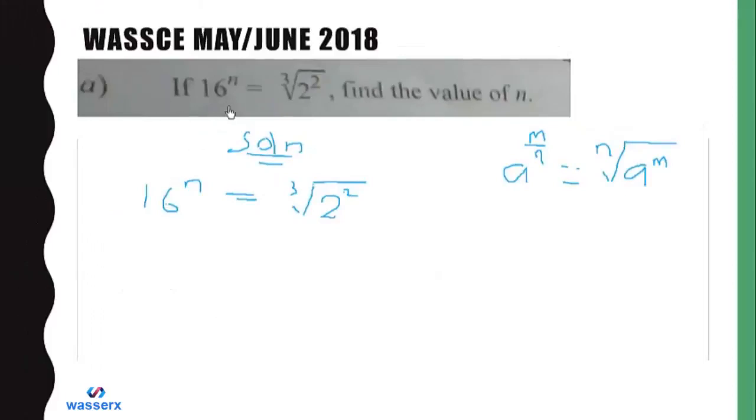Now we have this: if 16 to the power n equals the cubic root of 2 exponent 2, find the value of n. So what we do is we write all of them to the highest common factor of 2 and 16, which is 2. We are going to get 2 to the power 4, which will give us 16. But there's already an index there, which is n.